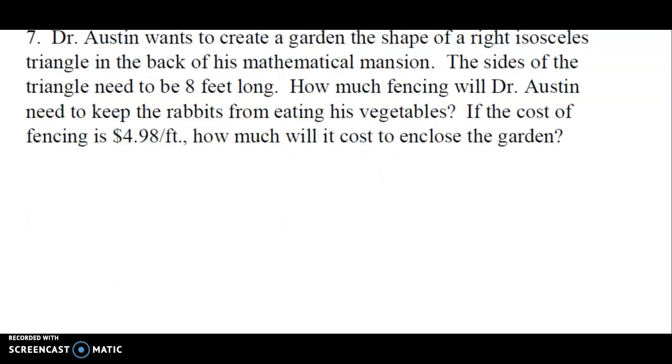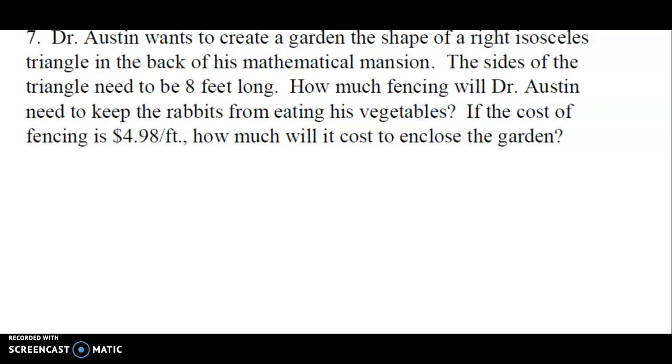All right, last one we're going to do today is Dr. Austin wants to create a garden in the shape of a right isosceles triangle in the back of his mathematical mansion. The sides of the triangle need to be 8 feet long. How much fencing will Dr. Austin need to keep the rabbits from eating his vegetables? If the cost of the fencing is $4.98 per foot, how much will it cost to enclose the garden?